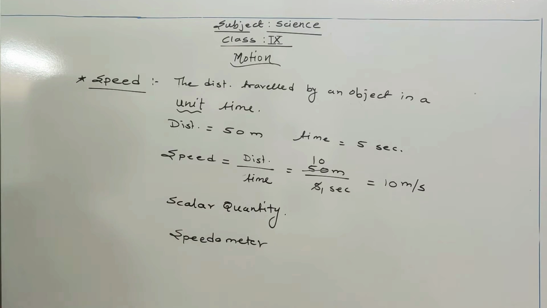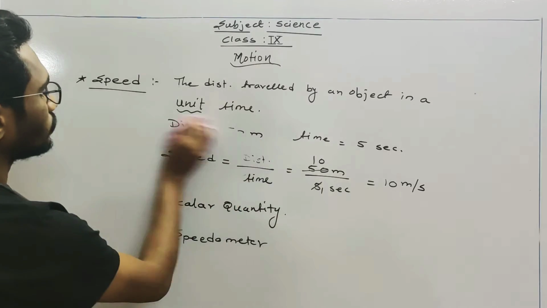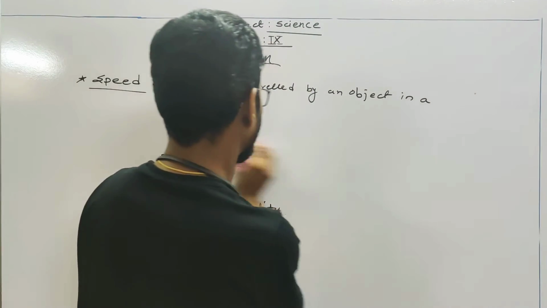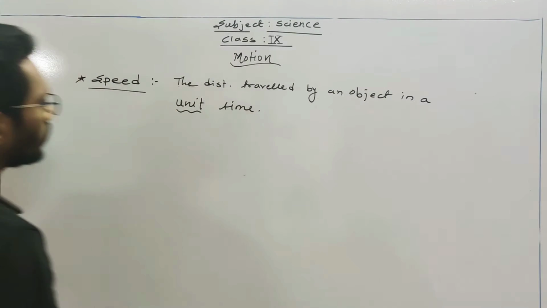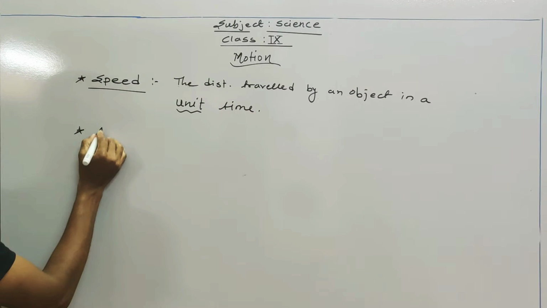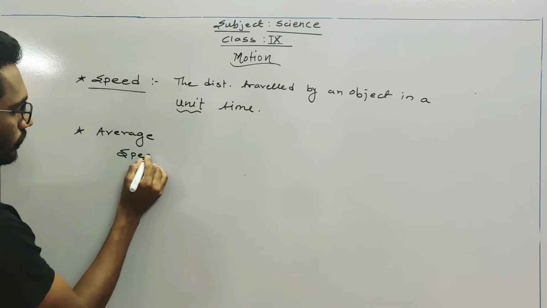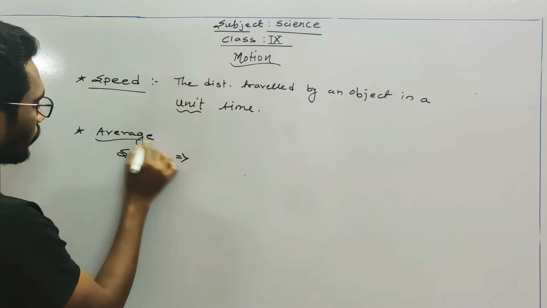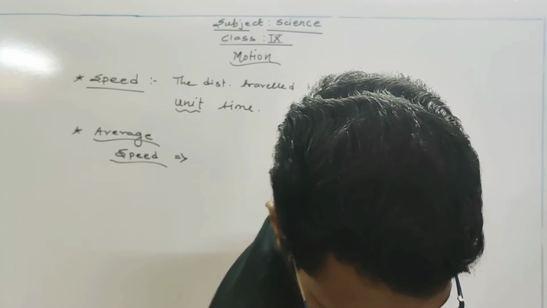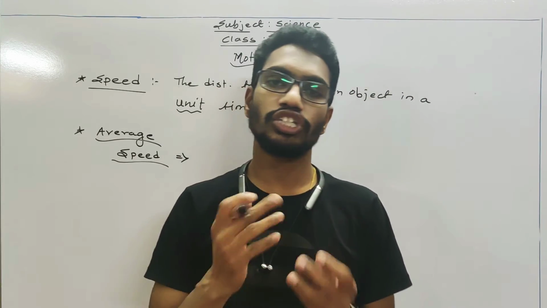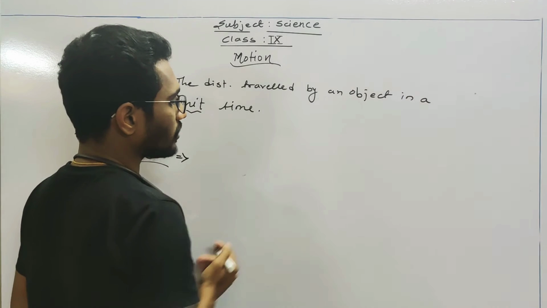It is a scalar quantity. Now after this speed, we are going to learn the next quantity called average speed. Then what is meant by average speed? It is too simple. I will tell you an example first.